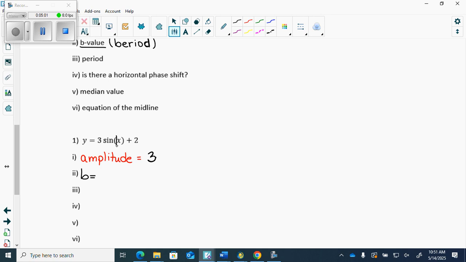Some people tell me 0. If it's a 0, it would cancel off, right? Because when you multiply by 0, it's gone, so it can't be a 0. So B equals 1 for number 1.